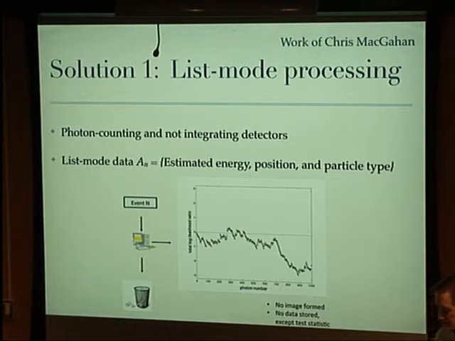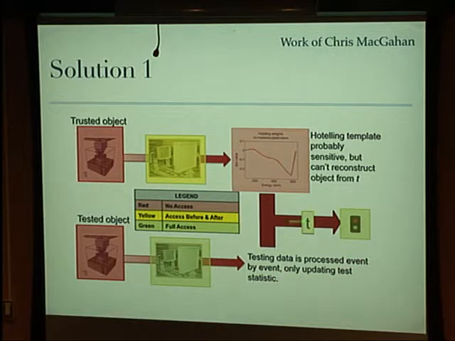So that test statistic is going to be used to essentially generate that red light, green light answer. And so there is no image formed. There's no data stored except for a single number, the test statistic. I have here a plot. We don't even generate that. We just keep track of the last value. Everything else is thrown away in the electronics. And so that accounts for this lower half of the chain.